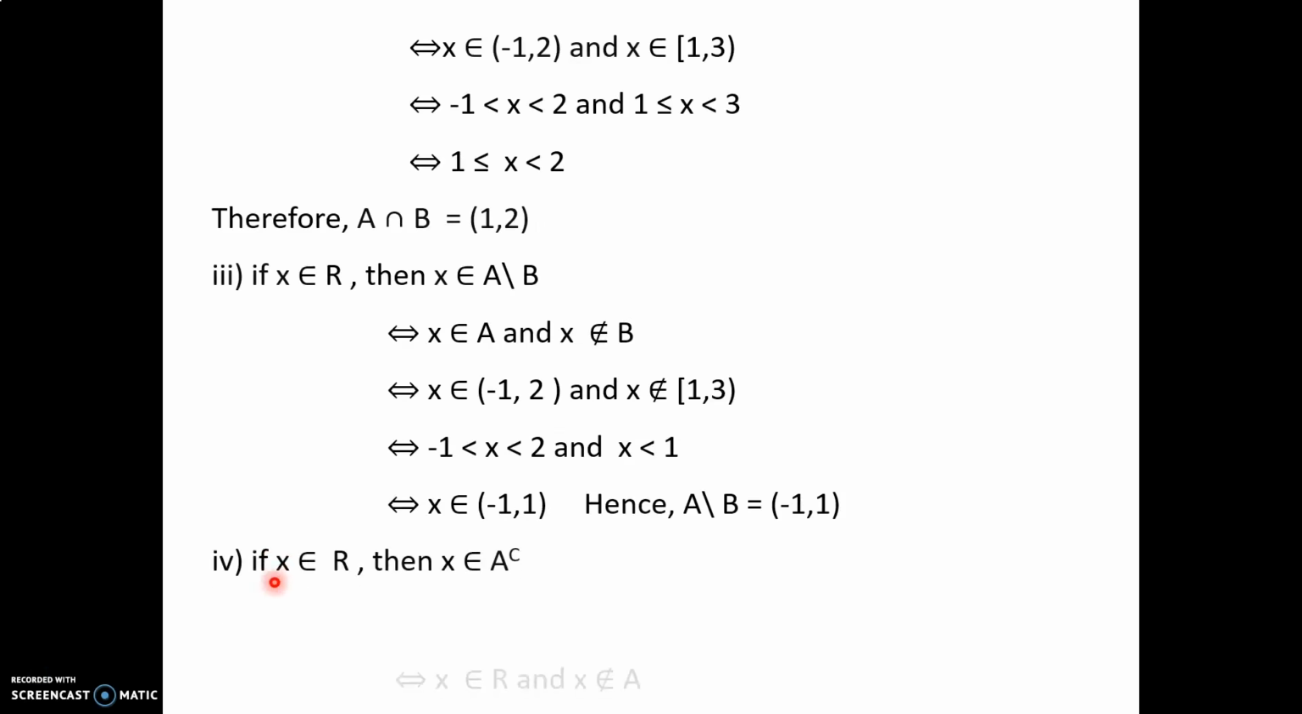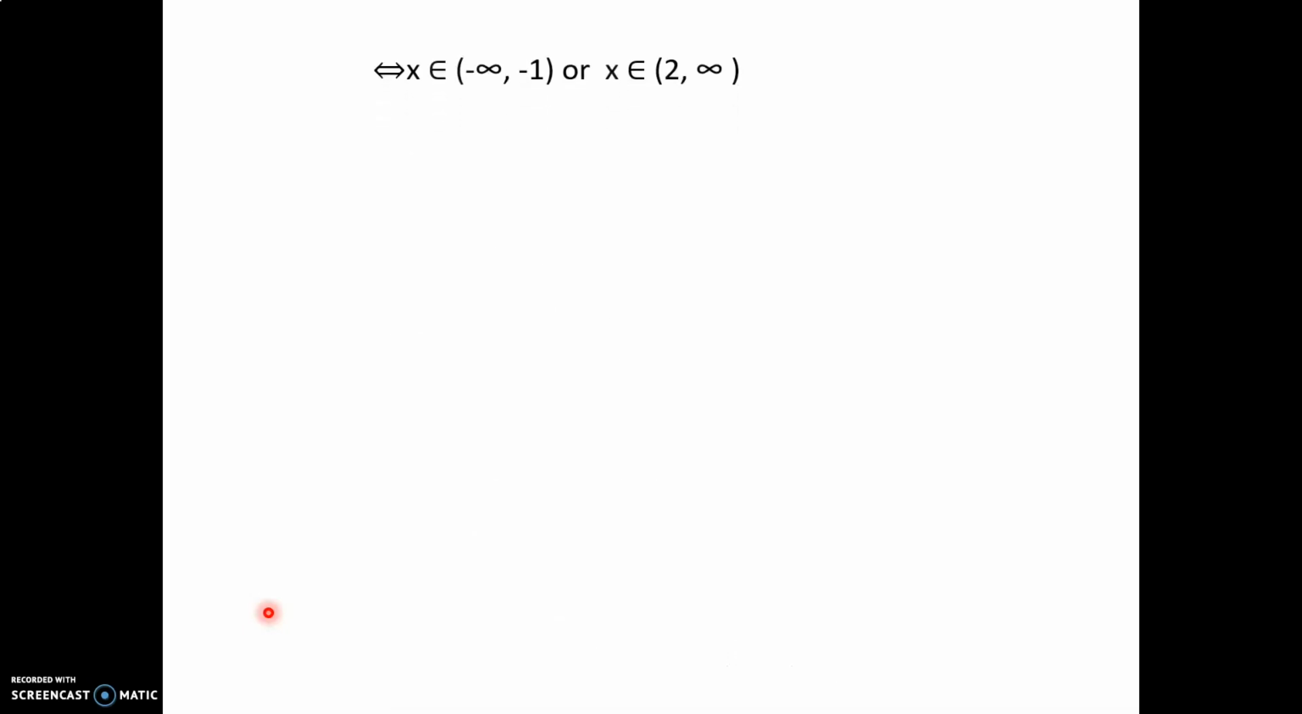Now, we find A complement. That is, x belongs to R and x does not belong to A. That is, x is less than or equal to -1 or x is greater than or equal to 2, because set A is the open interval (-1, 2). This is satisfied only if x belongs to (-infinity, -1] or x belongs to [2, infinity). And hence we say that A complement is the set (-infinity, -1] union [2, infinity).